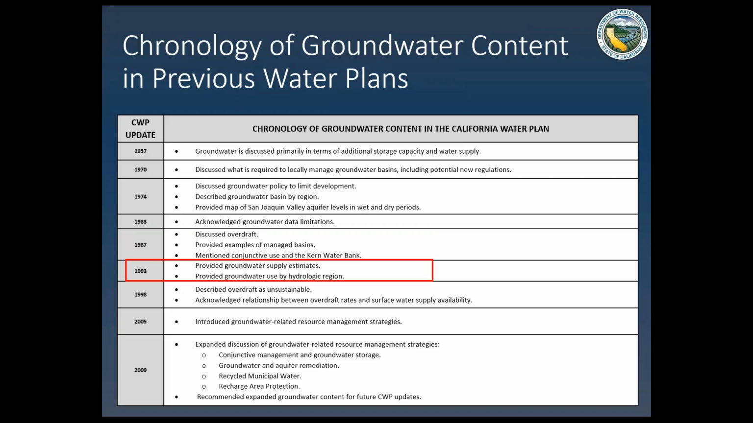Not shown, but extremely important to the 2013 groundwater update, is the 2003 Bulletin 118. This particular document provided the first compilation of groundwater information from around the state and was used as a jumping point for the 2013 update. In 2009, it was recommended in that report that future reports include a more enhanced groundwater content. This 2013 update is our response to that recommendation.